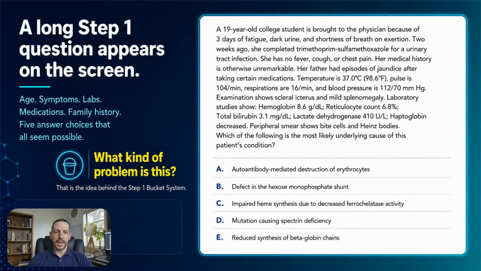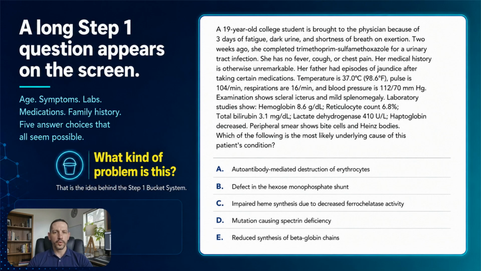You're just starting your NBME form, and a long Step 1 question appears on the screen. It gives you the patient's age, symptoms, laboratory results, medications, family history, and 5 answer choices that all seem vaguely possible. So you start searching your memory for a disease name. You think of one diagnosis, then another, and before long, the entire question feels like a pile of unrelated facts. Let's face it, we've all been there.